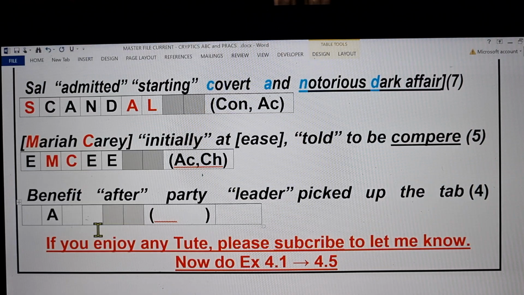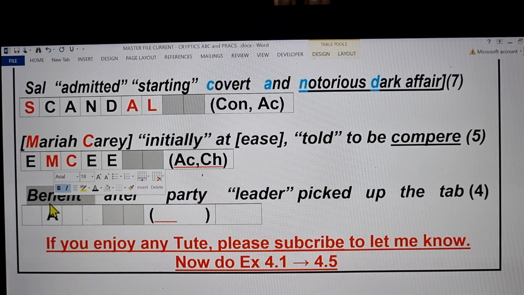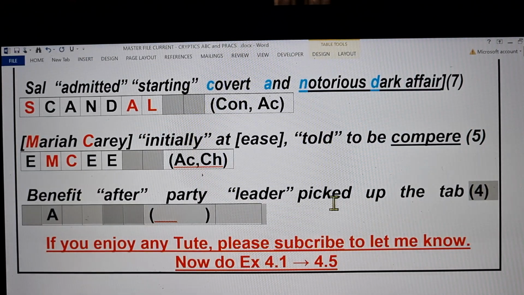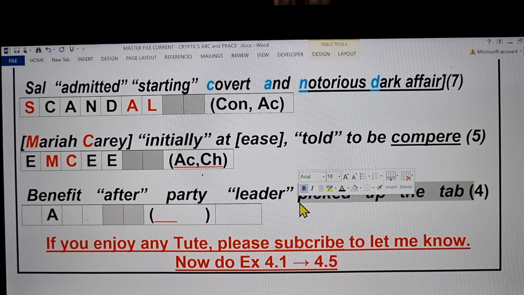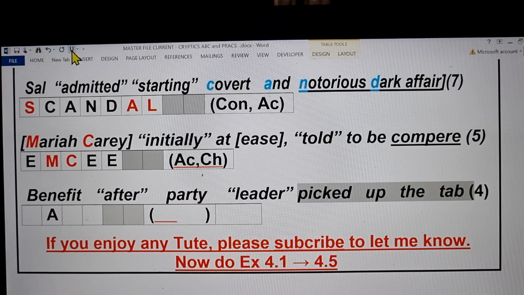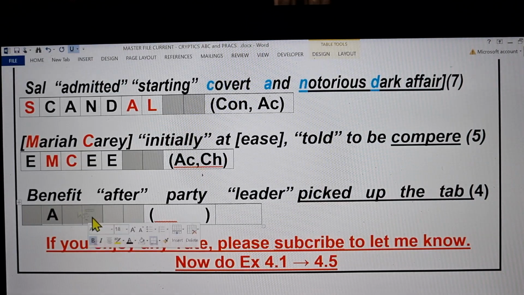Righto, key. Benefit. What's benefit? Suppose benefit was the key. To benefit is to help. No, it doesn't fit. Assist doesn't fit. I can't get one there. All right. Down the other end. Picked up the tab. If you picked up the tab, what did you do? Oh, yes, you picked up the tab, you paid. There it is. Look, fits. You paid. End of story.